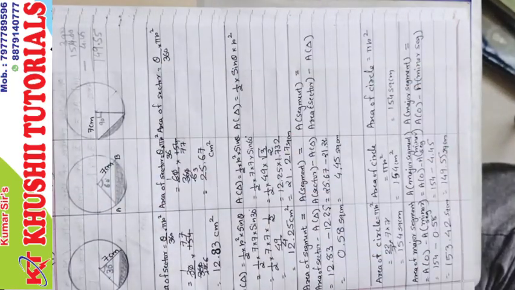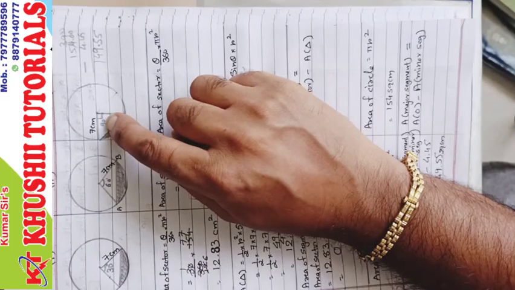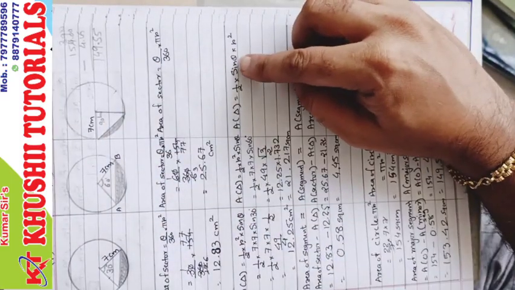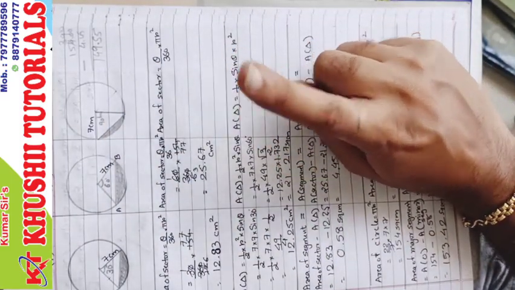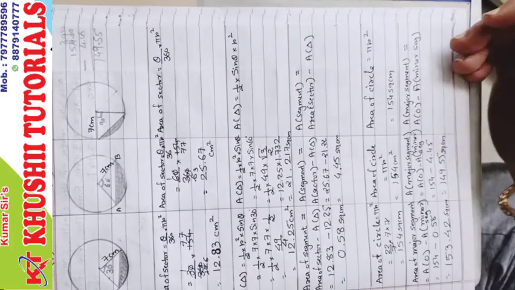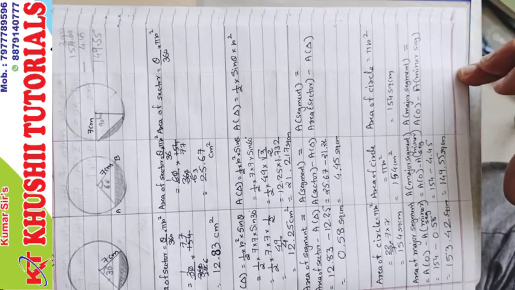The third one, you can do on your own. This is 90 degree and the value of sine 90 is 1. So I hope you can do the third part on your own.